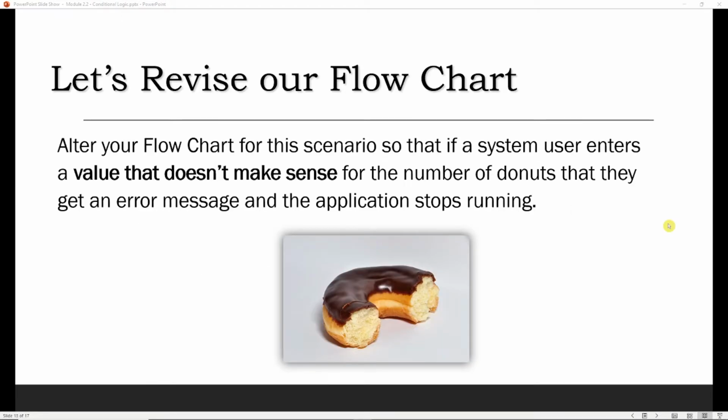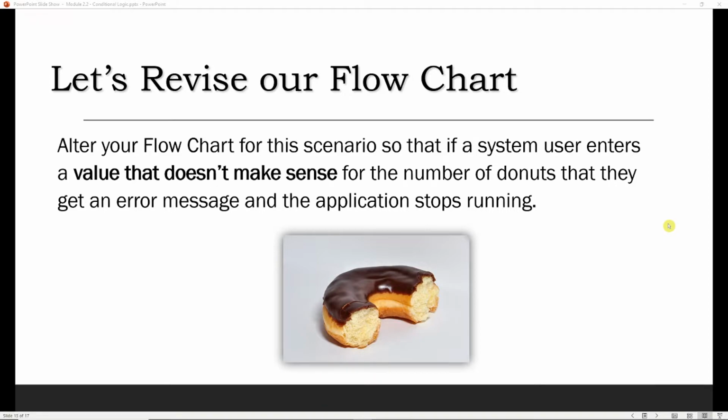So let's take another look at the donut price example. We need to alter the flowchart for the scenario so that if a system user enters a value that doesn't make sense for the number of donuts, they get an error message and the application stops running. So the first thing we should think about is, what kinds of invalid input can a user actually put into the program? As I mentioned previously, we would like to make sure that the customer puts in a value that is at least 1.